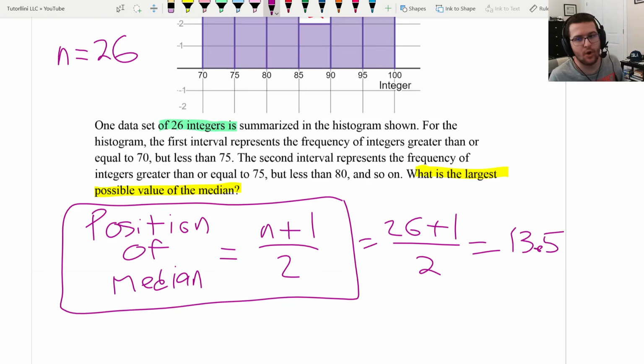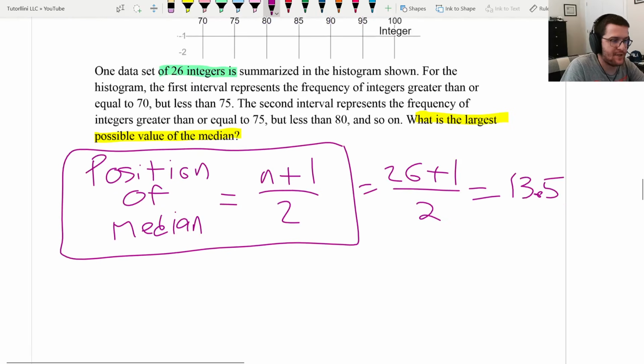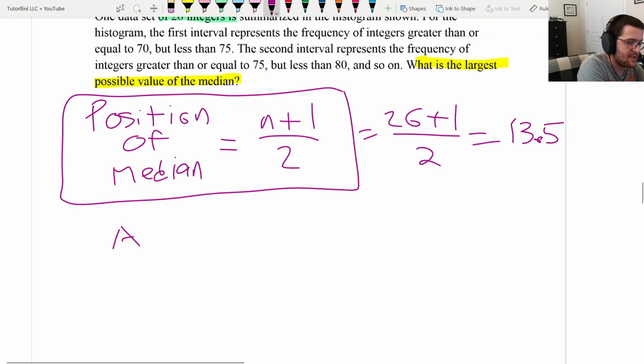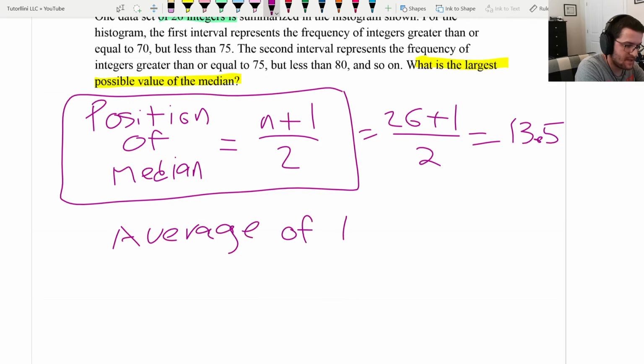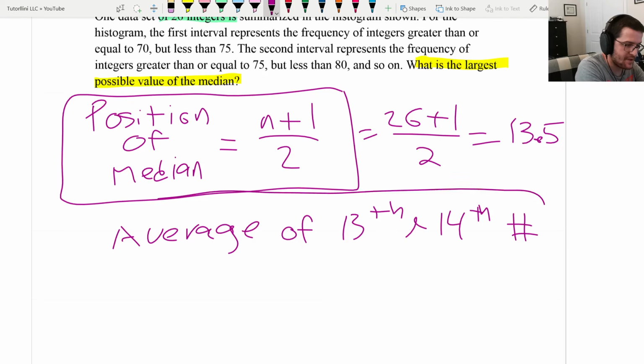So if you got a whole number like 10, that tells you the median is the 10th number. But if you get a decimal like 13.5, it lies in between the 13th and the 14th. So you have to take the average of the 13th and the 14th number. So that's what this question is testing you on. Now we're pretty much in business. So I'll put that average of the 13th and 14th number.